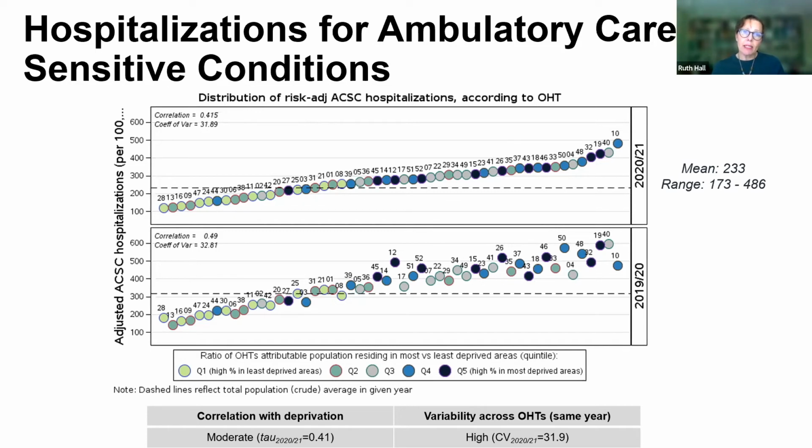We also find that these types of hospitalizations are moderately correlated with deprivation. You can see in the upper right, there are a lot more of the darker blues at the right end of this league table compared to the lighter colors. So there is some connection here between material deprivation and being hospitalized for ambulatory sensitive conditions.